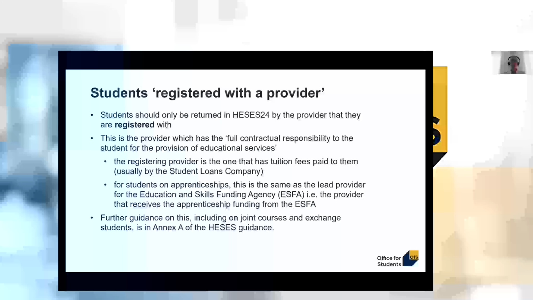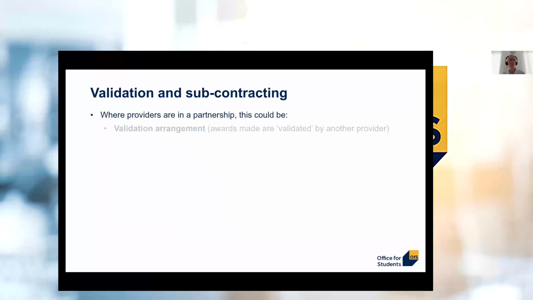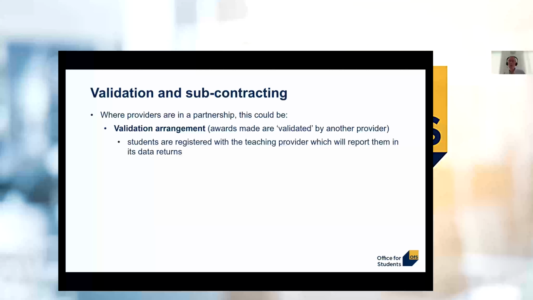So connected with this idea of registration is the concept of validation and of subcontracting. Where providers are in partnership, this could be a validation arrangement where awards are made by the provider and they're validated by another provider that has degree awarding powers, hence the name. Students are registered with the teaching provider and they will report those students in their data returns.